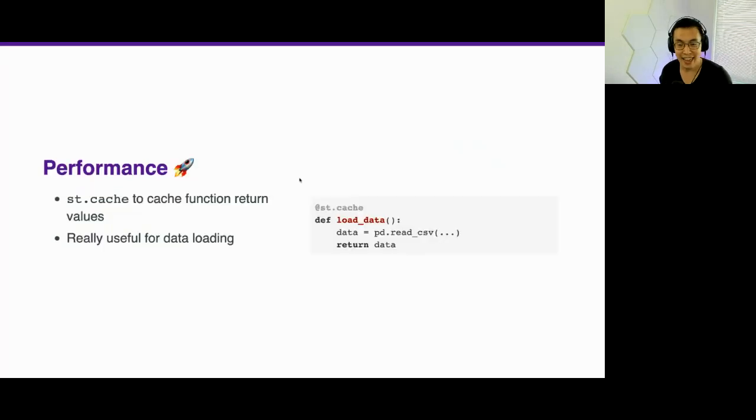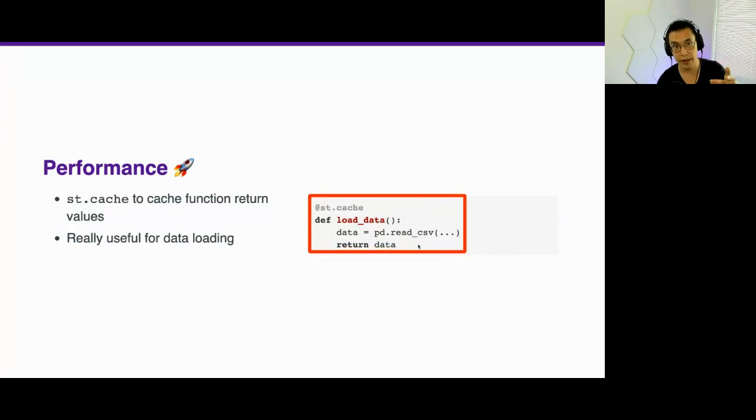What's next? Next, I want to talk about performance. There's a very cool feature, sc.cache, which caches the function return values. All you have to do to use this is decorate a function using sc.cache, and after the first user interacts with this function and gets a return, Streamlit will cache the value, and all other users that run this function will also get the cached version. This is very useful in general for expensive operations, and usually data loading is an expensive operation.